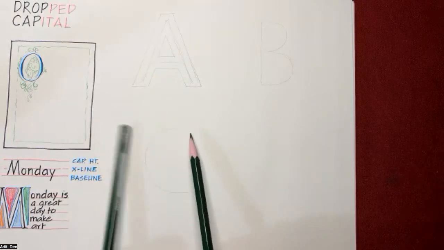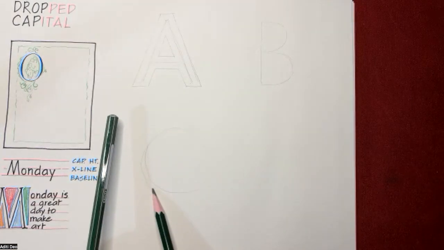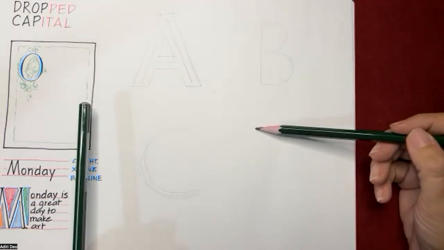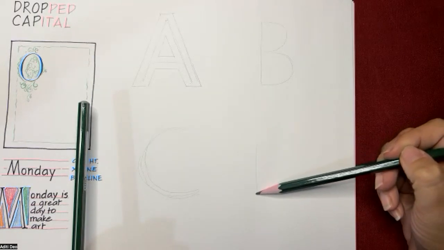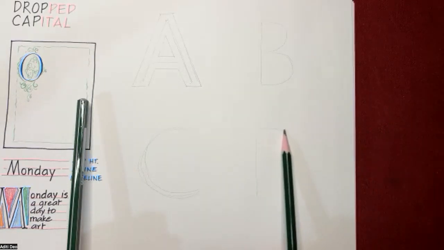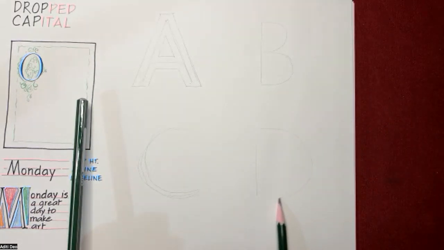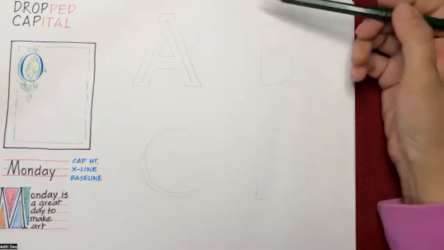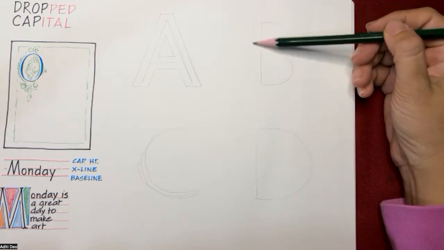The C can be slightly bigger. And look at how far I'm holding the pencil. I want you to hold the pencil really far to make your drawing. And then the D, all these are the skeletons of letters. Once the skeleton is done, let's start putting in the skin.